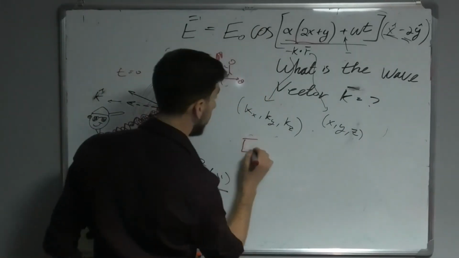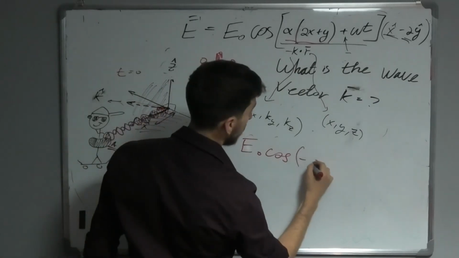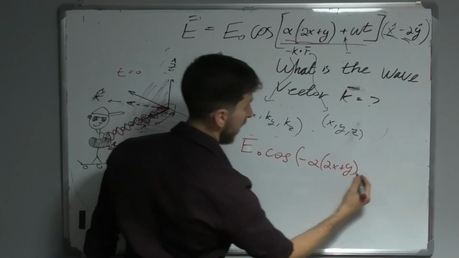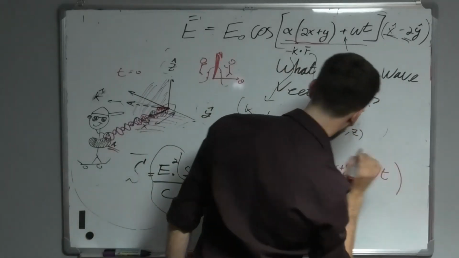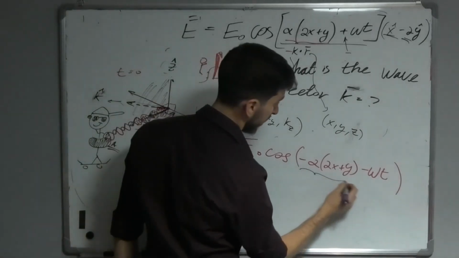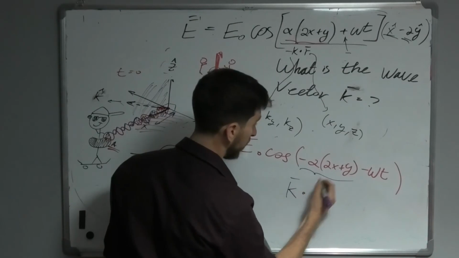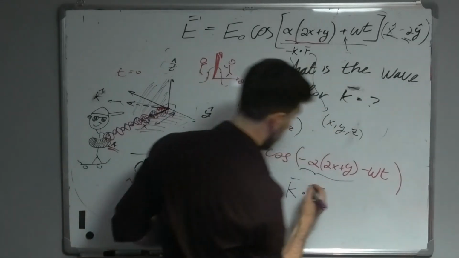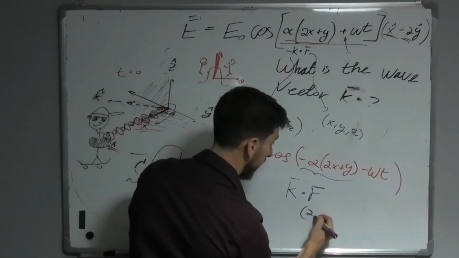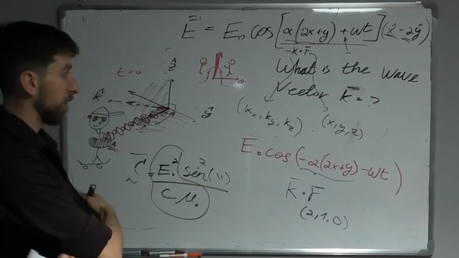So it's actually E0 cosine of minus alpha 2x plus y minus omega t. Now it's correct. Now I can say this thing here is the k vector, dot the r vector. And my r vector is x, y, z.